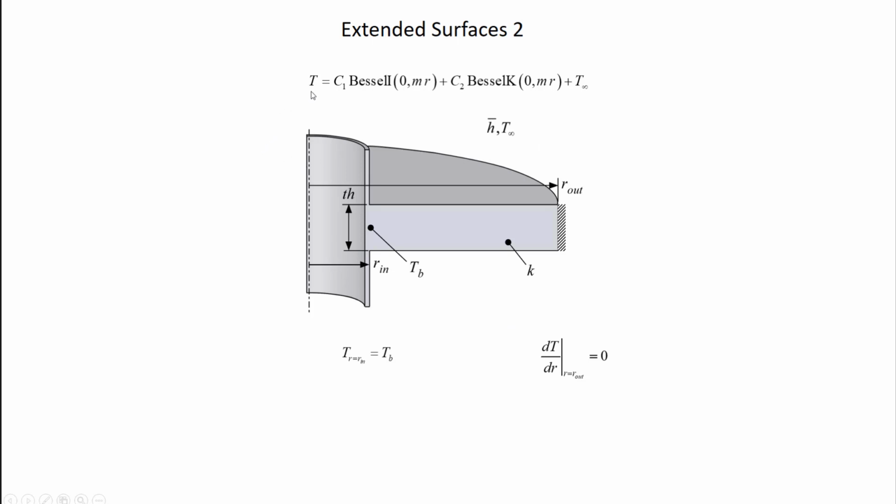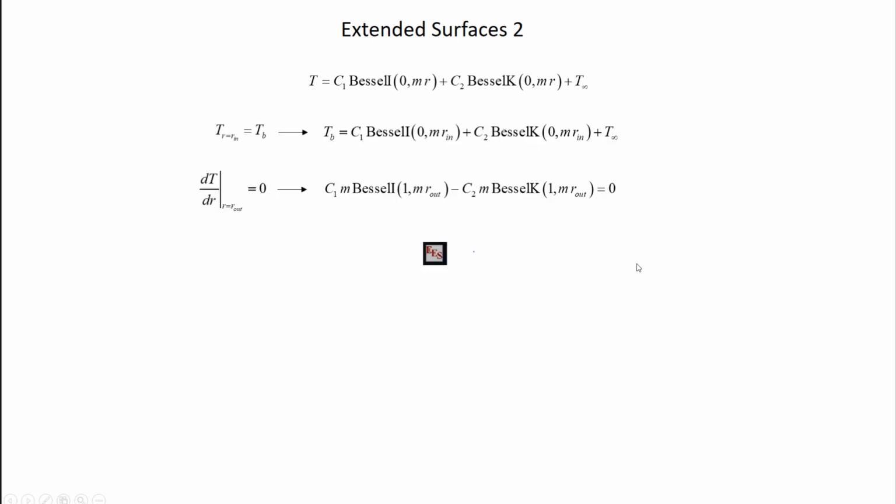I'll take this equation and substitute it into each of these different boundary conditions. So the first one's really easy. You just plug in TB here for T, and every place I have an R, I plug in Rn. So I get this equation here. That's one algebraic equation now in C1 and C2.